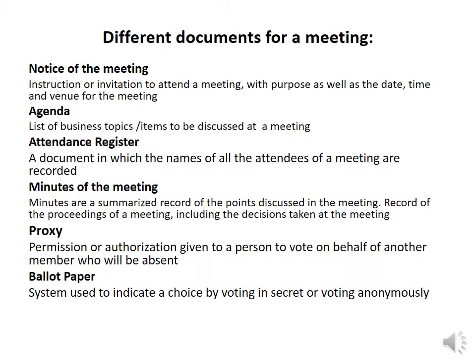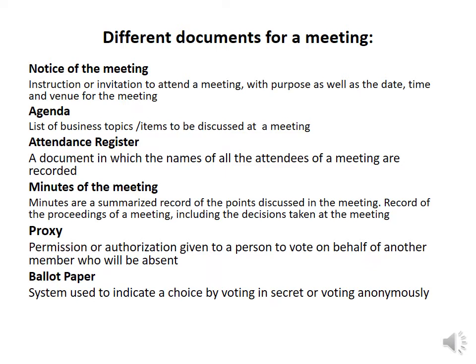Attendance register is a document with the names of all attendees of a meeting, those who attended and also those who could not attend. The ones that could not attend are written under the heading apologies. Minutes of the meeting. It is a summarized record of the points discussed in a meeting, a record of the proceedings of a meeting, including the decisions taken at the meeting.